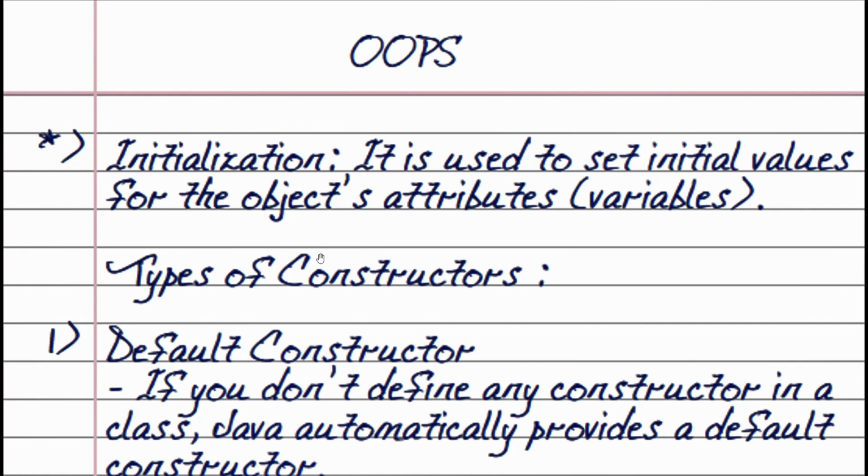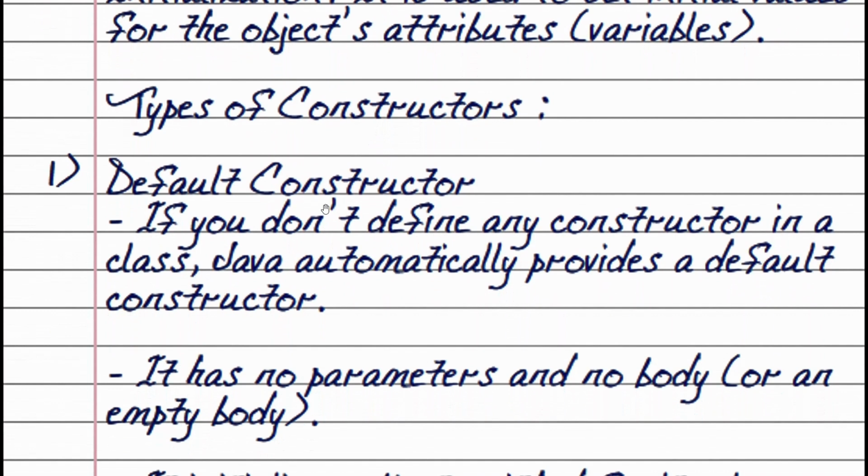So let's see the types of constructors. The first type is the default constructor. If you don't define any constructor in a class, Java automatically provides a default constructor. As you create a class in Java, the compiler by default creates a constructor which has no parameters.